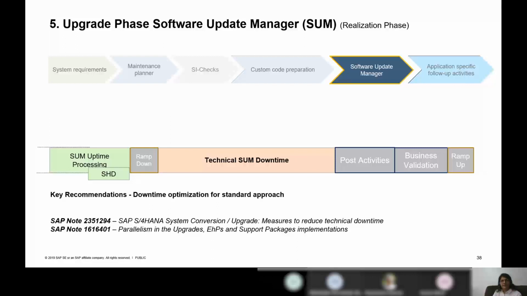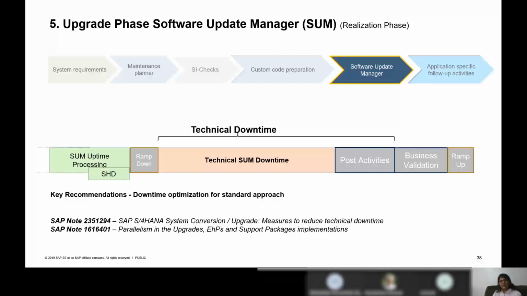That is realization. So when the execution starts, what the basis consultant does is he will start the tool called SUM, Software Update Manager. This Software Update Manager is the one which will take you through the entire uptime and downtime activities. So if you look at this, you have SUM uptime processing, then you have a ramp down, then technical SUM downtime, post activities, business validation, then ramp up.